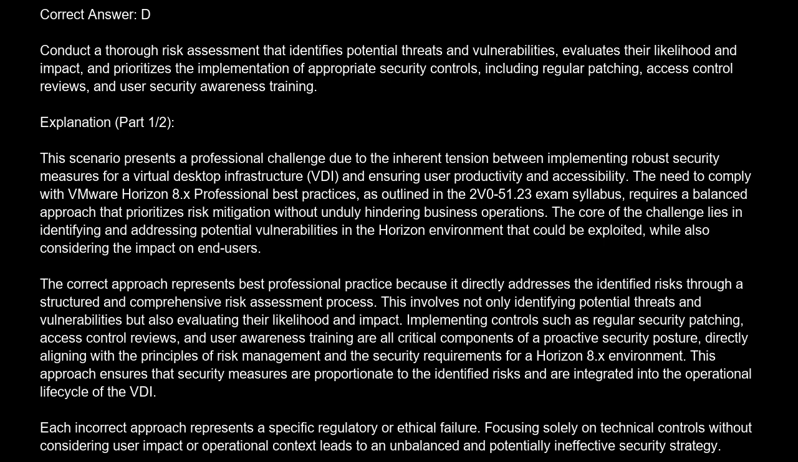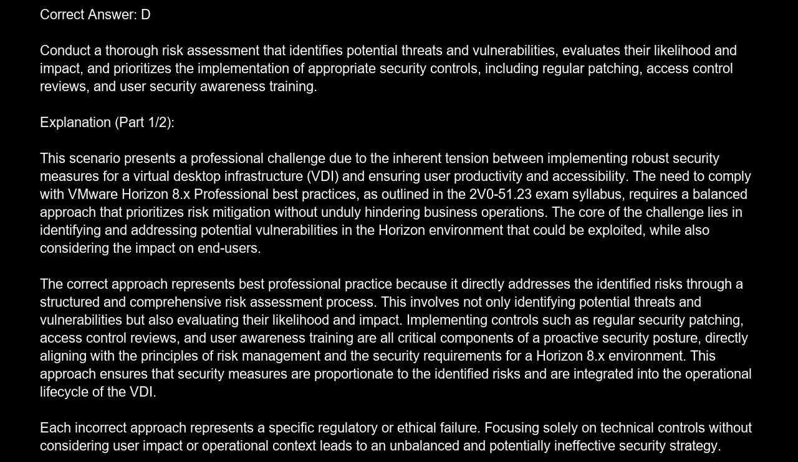The core of the challenge lies in identifying and addressing potential vulnerabilities in the Horizon environment that could be exploited, while also considering the impact on end users. The correct approach represents best professional practice because it directly addresses the identified risks through a structured and comprehensive risk assessment process. This involves not only identifying potential threats and vulnerabilities, but also evaluating their likelihood and impact.